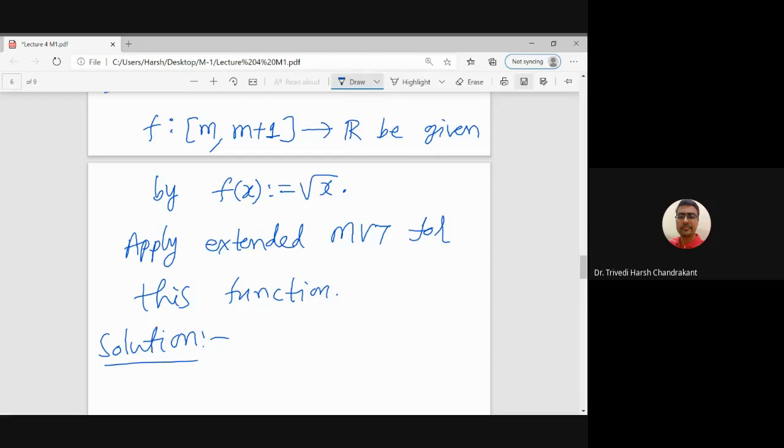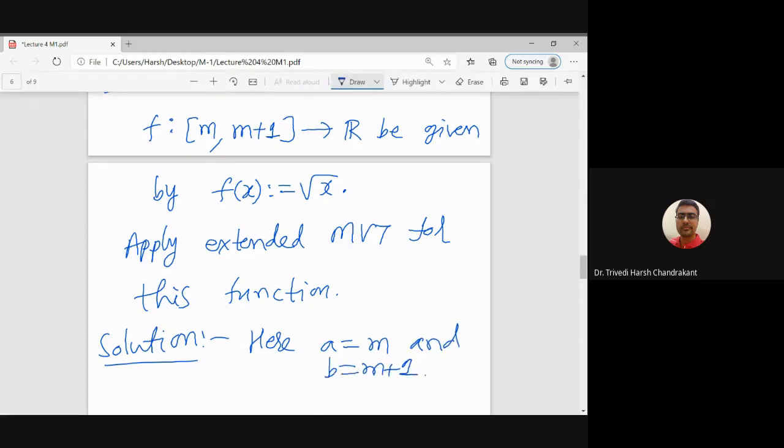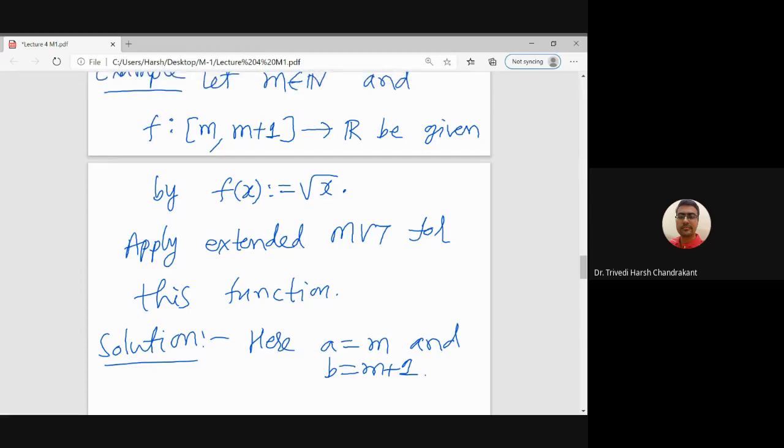So first thing is, what will be the closed interval here? So usually we take closed interval a to b. So what is a here? Here the interval starts from m to m plus 1. So a is m and b is equal to m plus 1. Where m is a given fixed natural number. Later on we will fix m equal to 1.